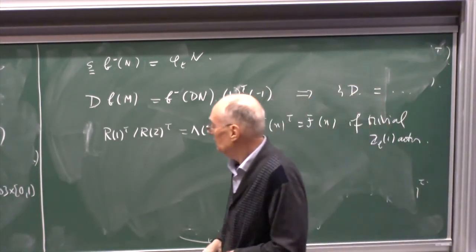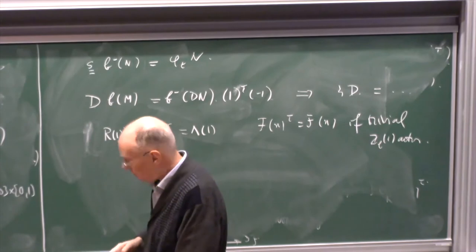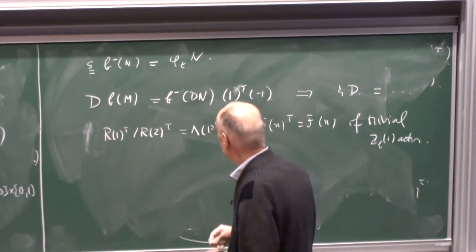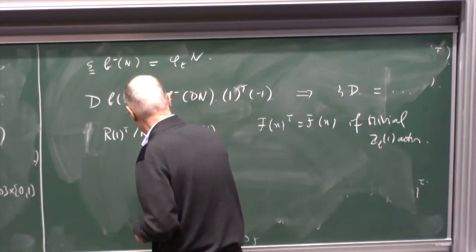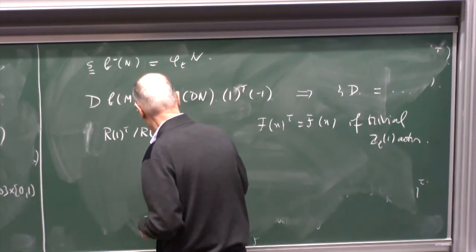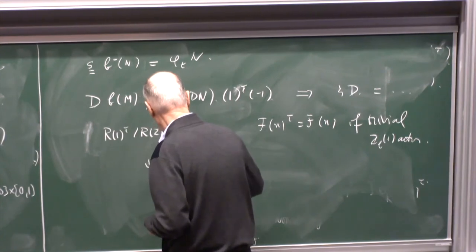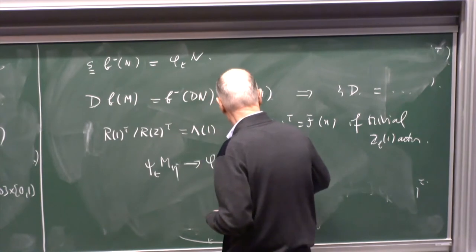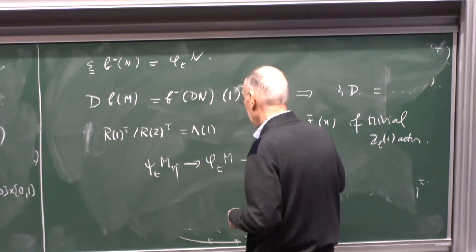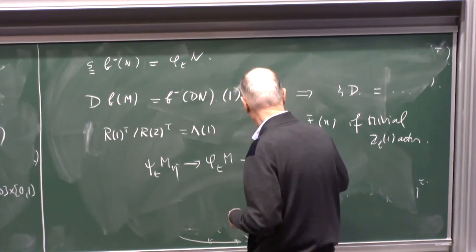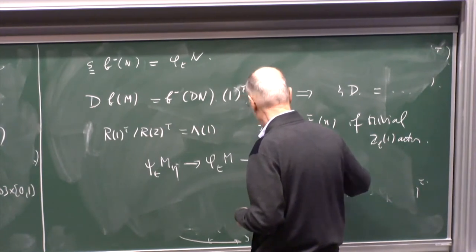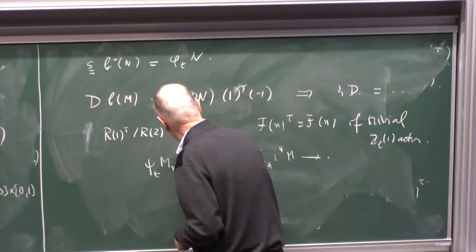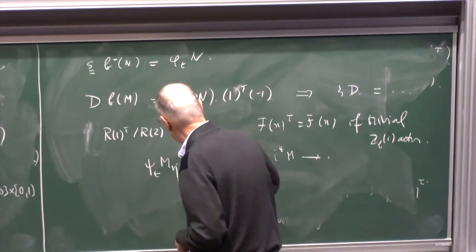Now, observe that we have the canonical sequence psi_t M, eta to phi_t M, i lower star i upper star M. And this map is sometimes called the canonical map.